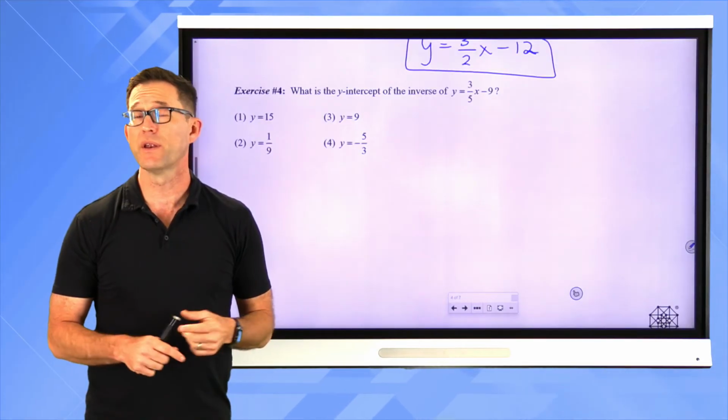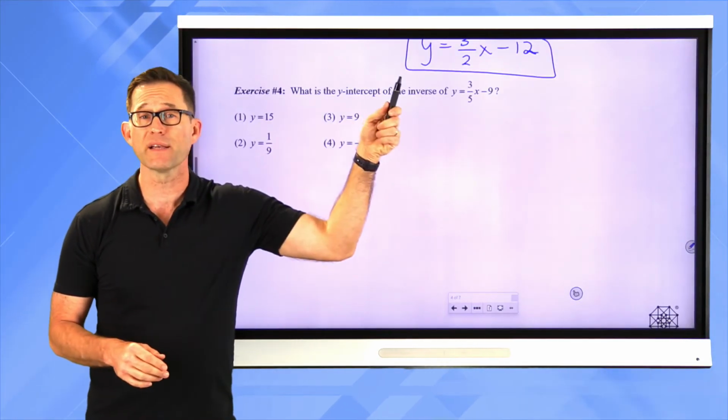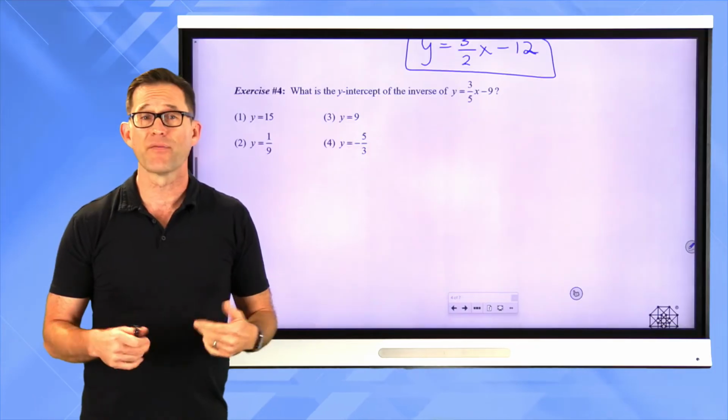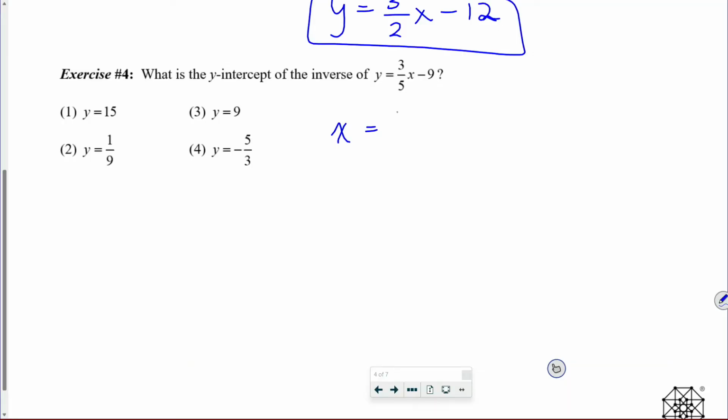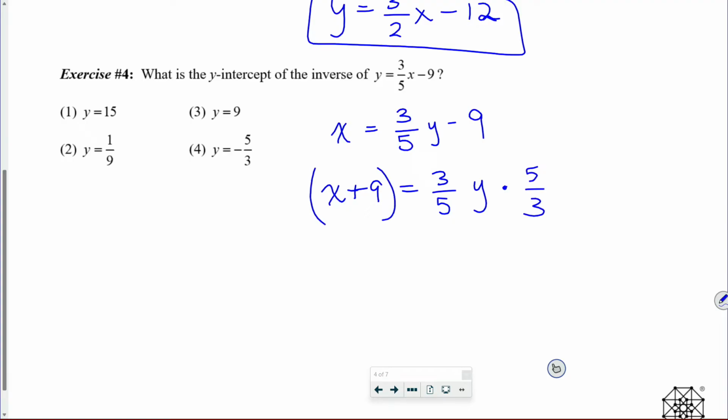Well, probably the best way to do this is do exactly what we did in the last problem and then just pick off the y-intercept. So here we go. I've got x is equal to 3/5 y minus 9. Add 9 to both sides. I'll get x plus 9 is equal to 3/5 times y. Multiply both sides by 5/3. Again, got to watch out because that 9 needs to be multiplied by the 5/3 as well.